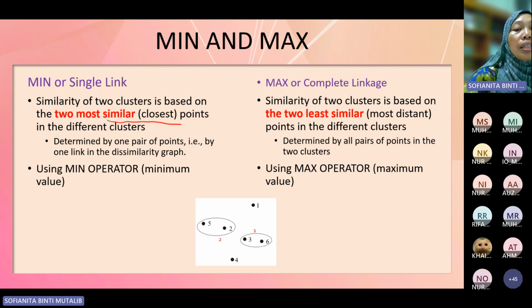As you see, here is cluster 1, cluster 2. What are the closest points between cluster 1 and cluster 2? Any idea? What are the closest points over here?